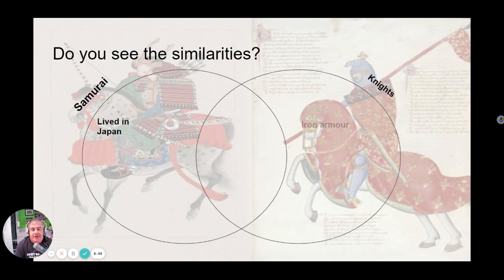So samurai lived in Japan. Knights fought with armor, iron armor, even though the samurai did have armor, but it was not made out of iron. If you watch the videos, it's made out of everything from bamboo to leather to different materials. So the armor was different. And then the knights lived in Europe. The samurai had steel swords, where the knights generally had iron swords.